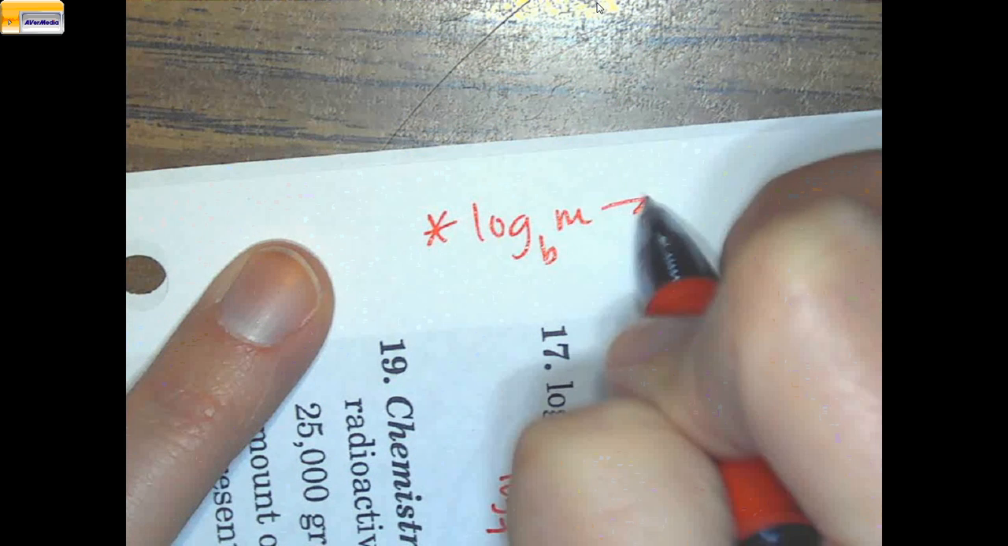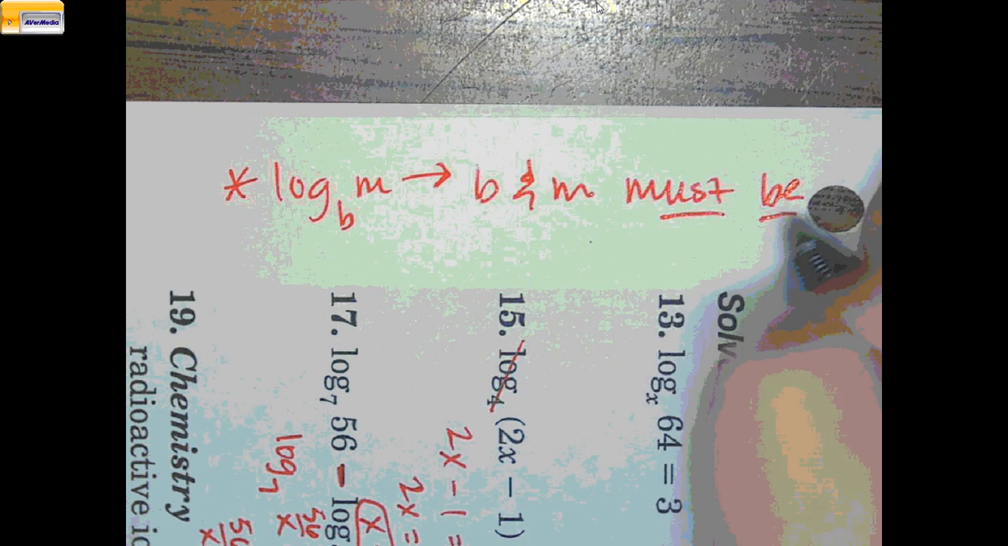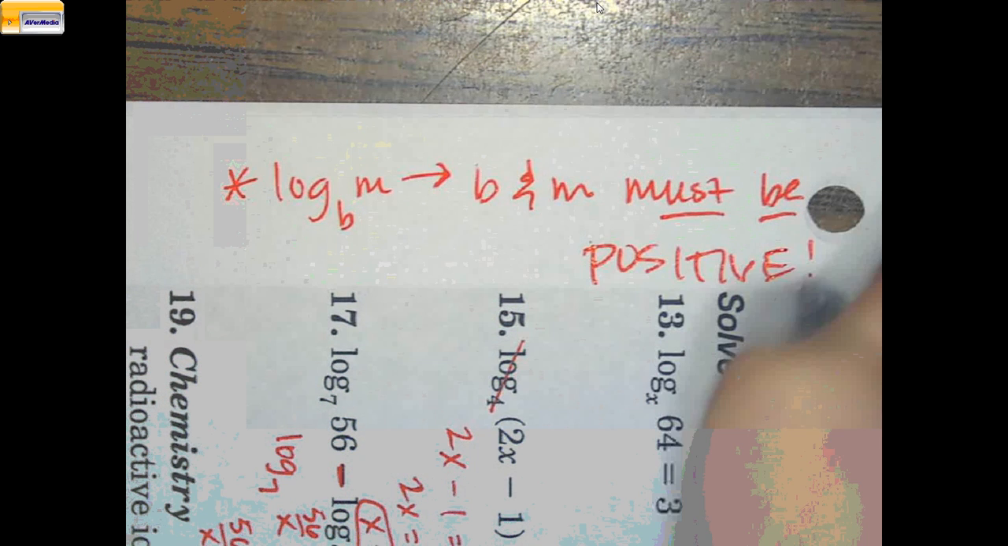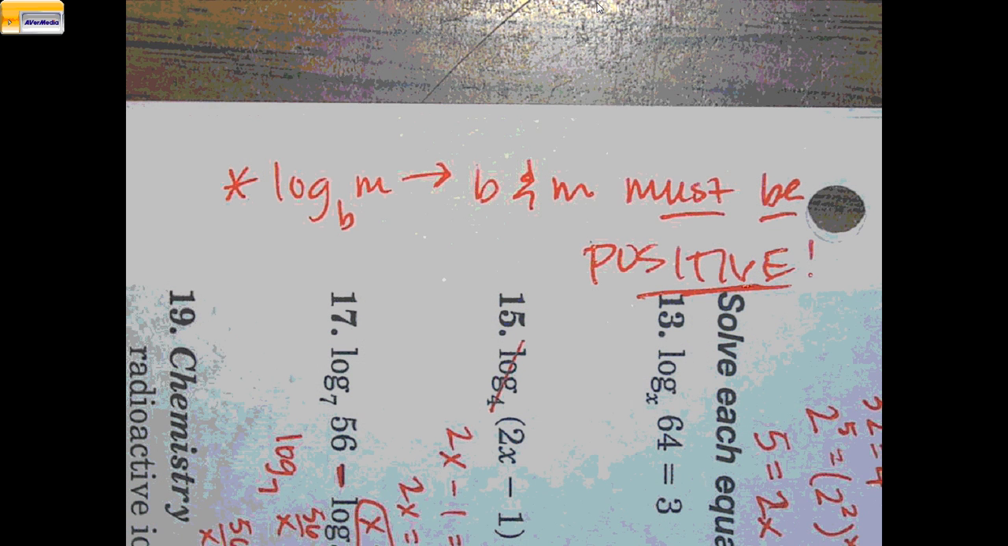So on the side of your paper, make yourself one last note. For log base b of m, b and m must be positive. On the back of that sheet is just the thing I printed off of Pinterest, just to kind of remind you.